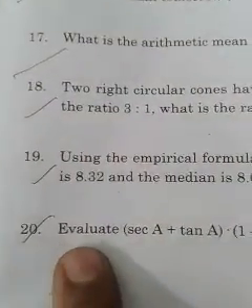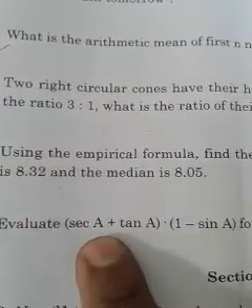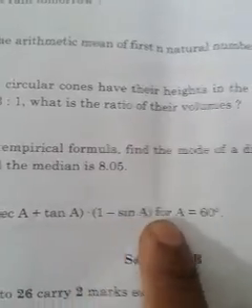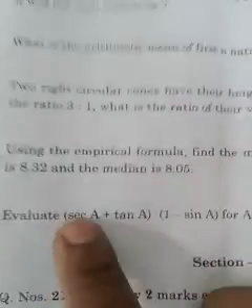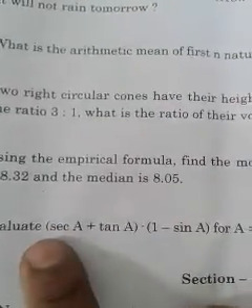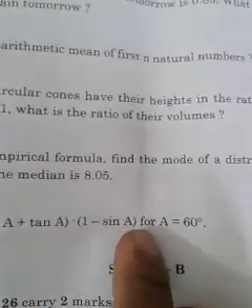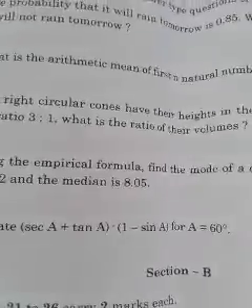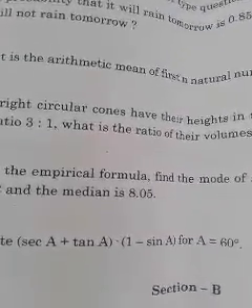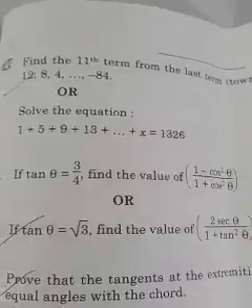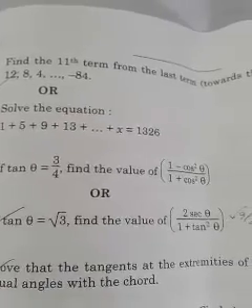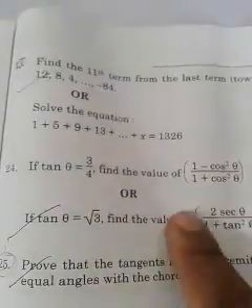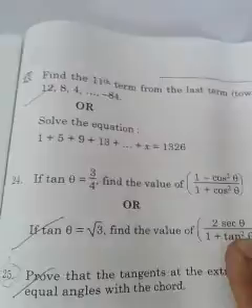And question number 20 also, you can do it as an activity. Evaluate sec A plus tan A into 1 minus sin A for A is equal to 60. That means, give angle A as 60. So it will be sec 60 plus tan 60, 1 minus sin 60. Anyway, you can use the table. No problem, no? Let us use the table and find out the value. This is the same question as in set 1 and set 2. See, repetition. No need to solve it again.